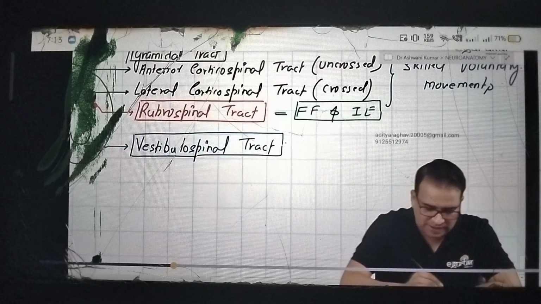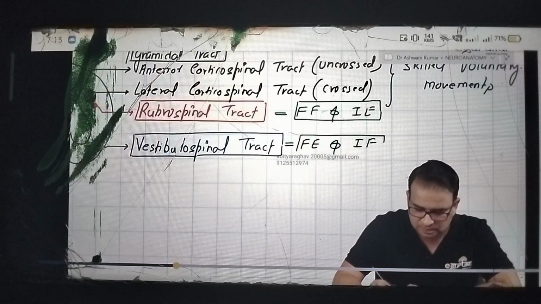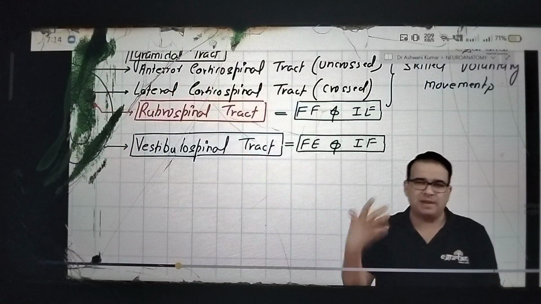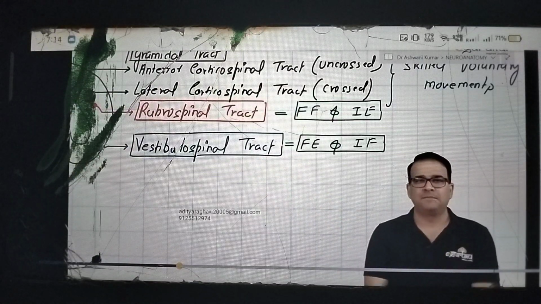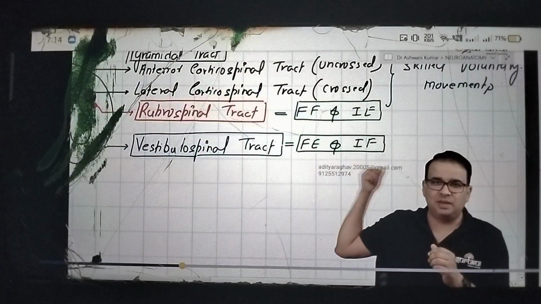Whereas the vestibulospinal tract, on the other hand, facilitates extensors and inhibits flexors. That's why this vestibulospinal tract is a postural tract. It helps to maintain the posture. Rubrospinal tract facilitates flexors and inhibits extensors, and the vestibulospinal tract is exactly the opposite. It facilitates extensors and inhibits flexors.